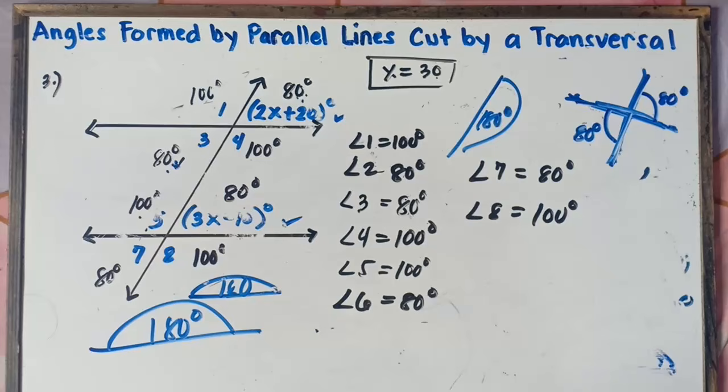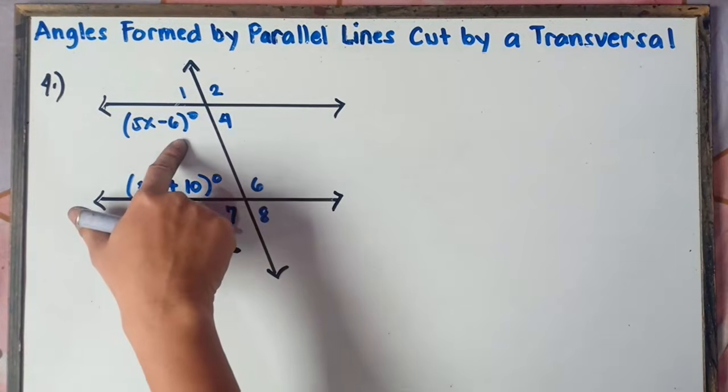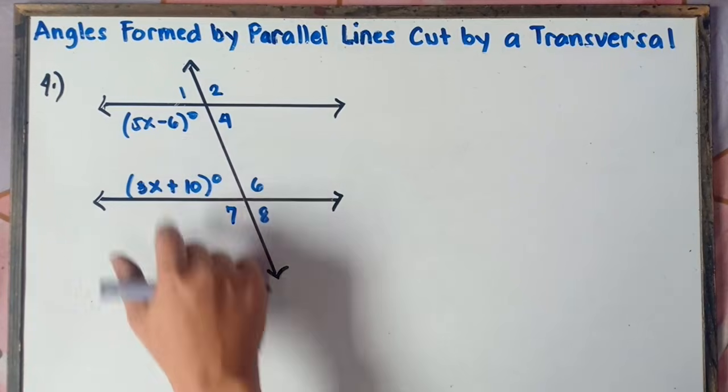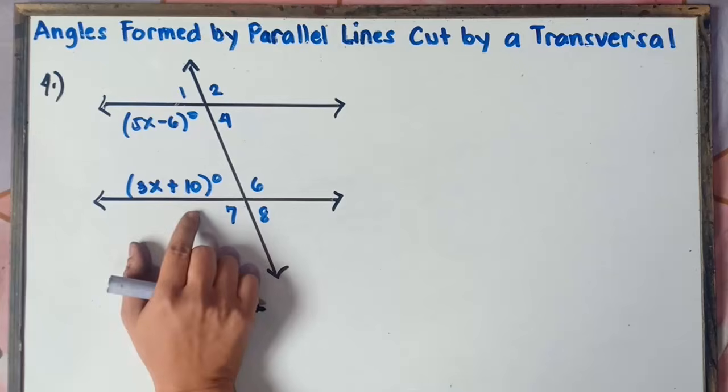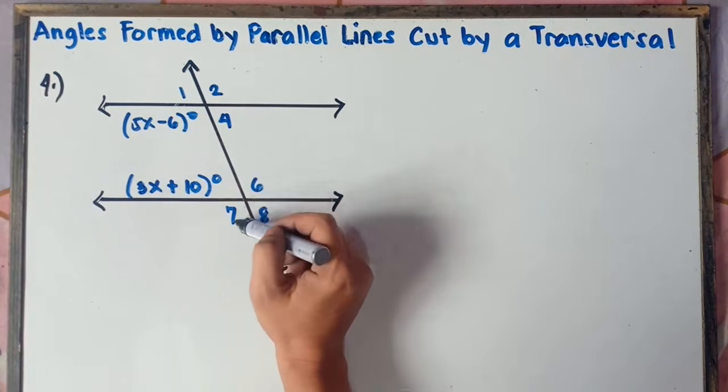Alright, so let's proceed to another example, class. Quite a complicated example. Example number 4. So we are given this angle right here, 5x minus 6 quantity degrees. We have quantity 3x plus 10 degrees. And then we're looking for angle 1, angle 2, 4, 6, 7, and then 8.